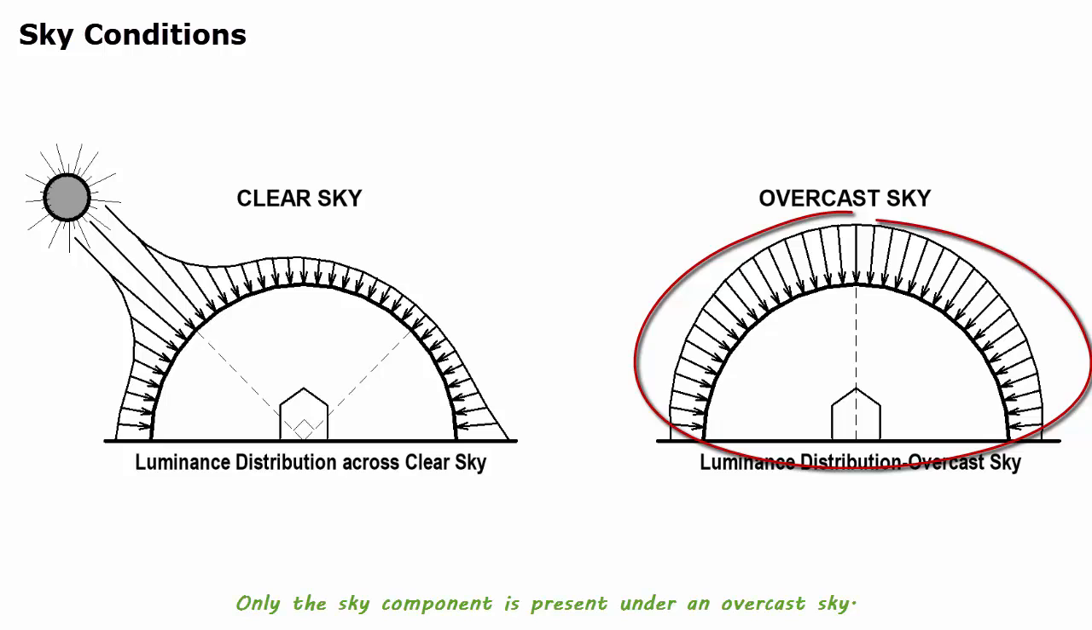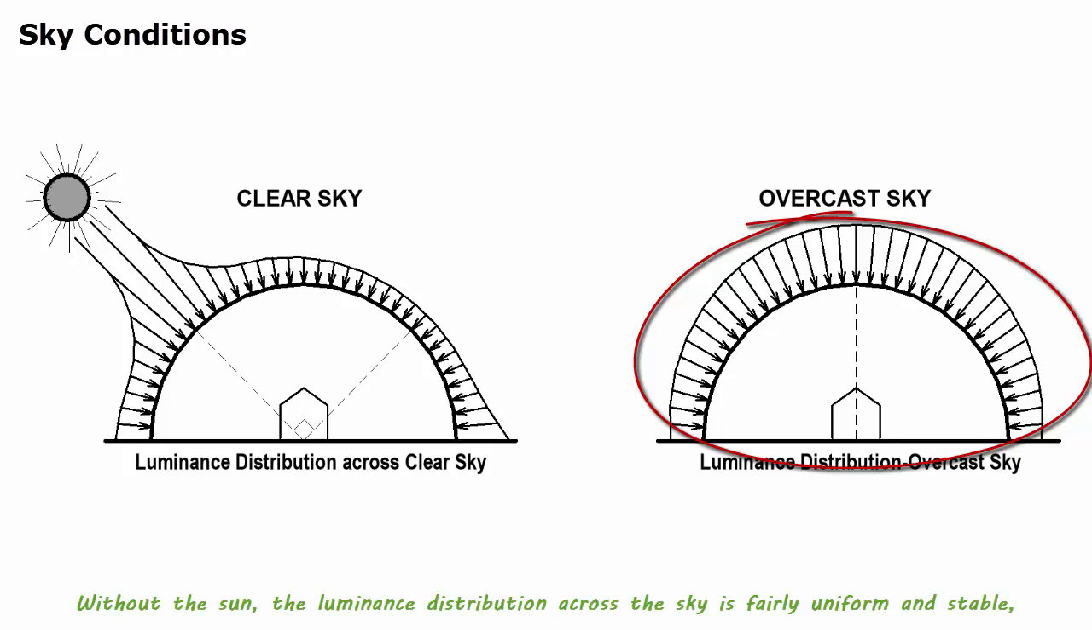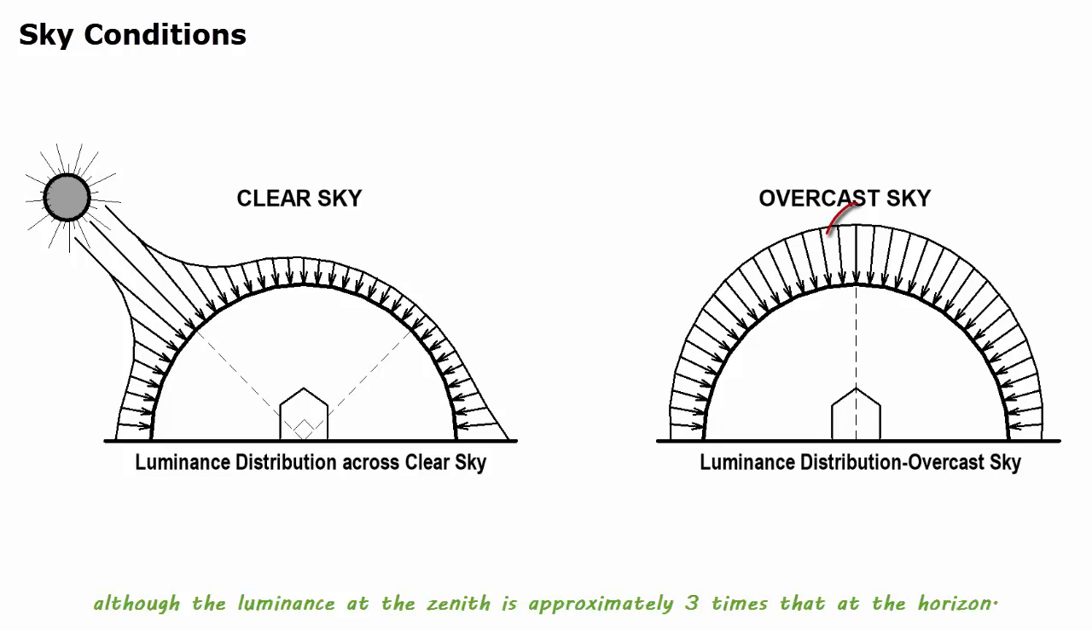Only the sky component is present under an overcast sky. Without the sun, the luminance distribution across the sky is fairly uniform and stable, although the luminance at the zenith is approximately 3 times that at the horizon.